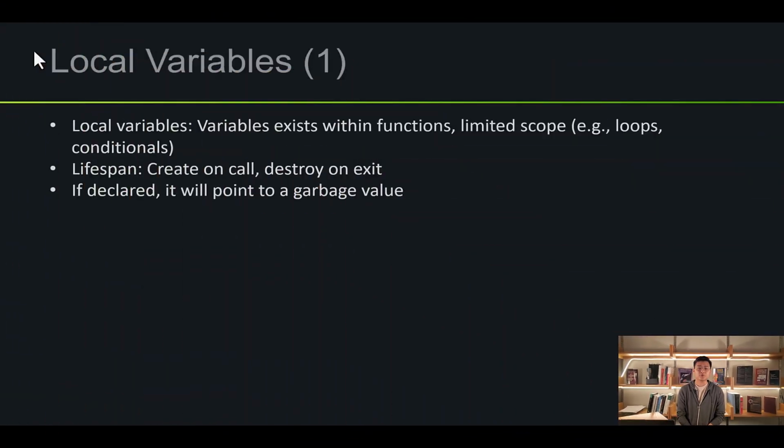So let's begin. A local variable is created within a loop and also exists within the scope. What I mean by scope is conditional statements and loops. The lifespan of these variables is that they are created on the call, but then they are destroyed at the end of the function or end of the scope. And if these local variables are only declared, meaning they do not point to a value initially, then they just point to a garbage value.